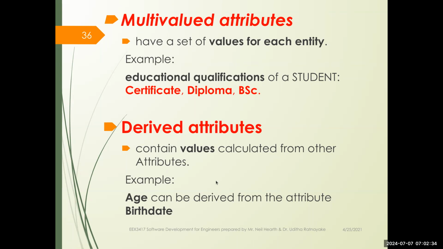Derived attributes. Derived attributes can be obtained from other attributes. An example of a derived attribute is age. You can get age from the date of birth and today's date, by subtracting the date of birth from today's date. So we can derive the age attribute from these other attributes.